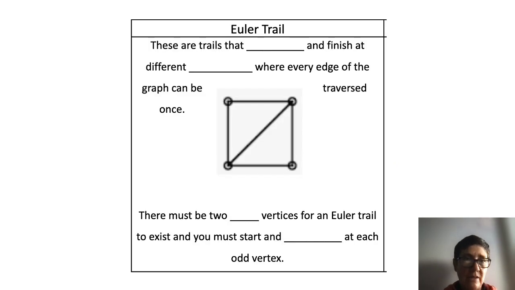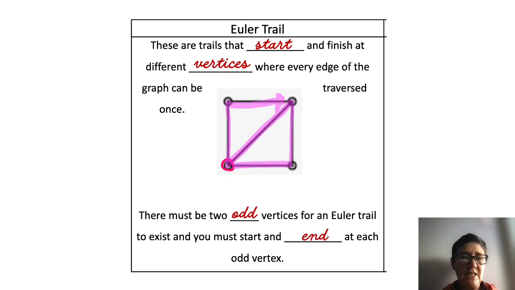So an Euler trail, these are trails that start and finish at different vertices, where every edge of the graph can be traversed once. So I'm going to start here and I'm going to show you what I mean. I can go over every edge with my pink line once and exactly once. I go through the vertices more than once, that's fine, but every edge once. To have an Euler trail, you must have two odd vertices and all the rest must be even, and you must start and finish at an odd vertex.